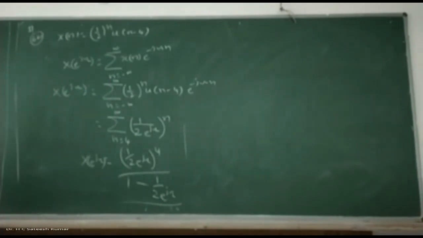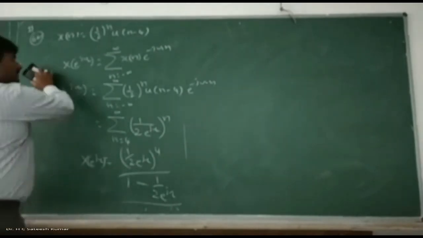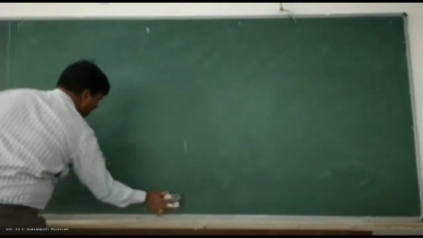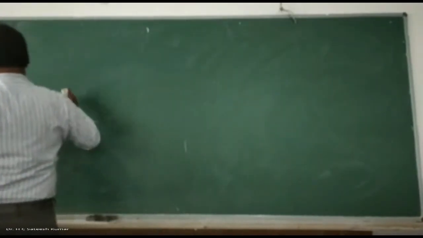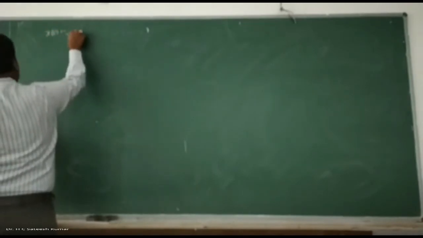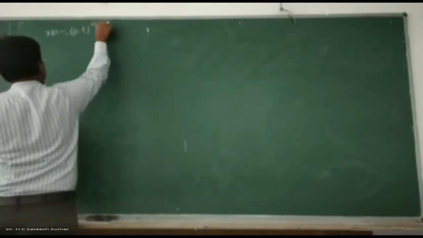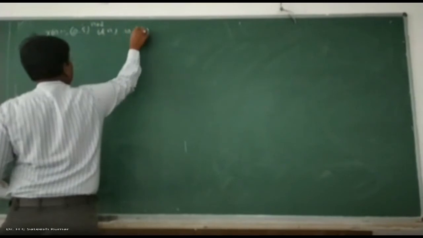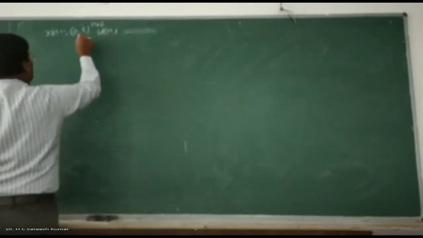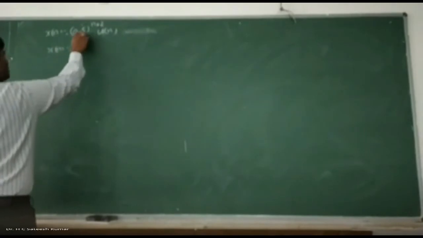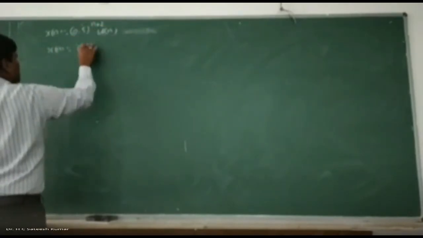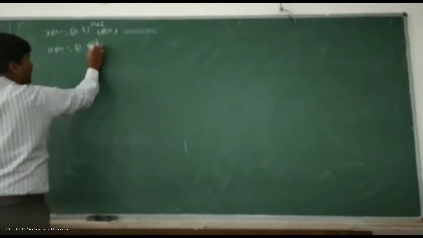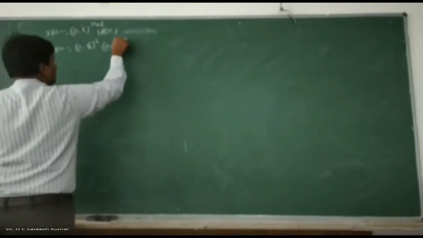One more problem that we have seen in the examination, similar in kind. X of n is equal to 0.5 to the power of n plus 2 into u of n. It was asked in one of the papers. It is similar to the earlier problem. Only thing is you can write 0.5 to the power of 2 and take it outside as a constant. 0.5 is half, half square is 1 by 4, so take 1 by 4 out, leaving 0.5 to the power of n into u of n.